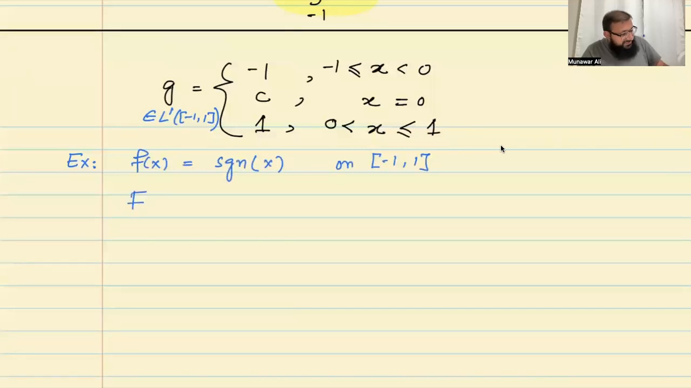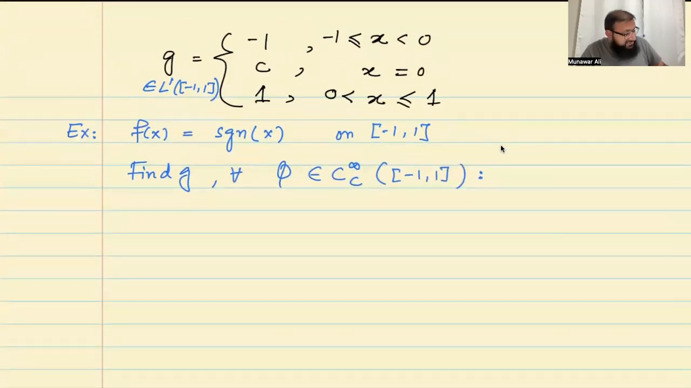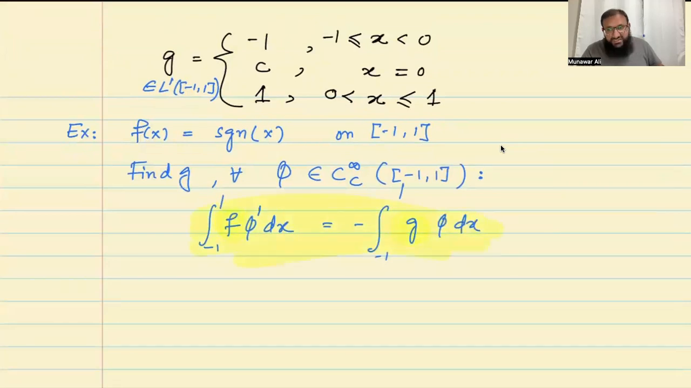So what is our motive? Our motive is to find g such that for all phi which are C infinity with compact support from -1 to 1, the integral from -1 to 1 of f times phi prime dx is the same as the integral from -1 to 1 of g times phi dx. So this is f and this is g. We say that the weak derivative of f is g if this equality is satisfied.